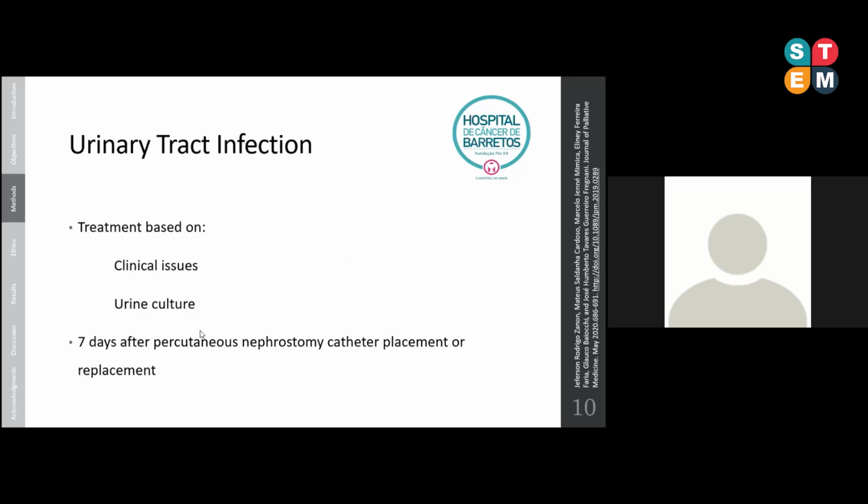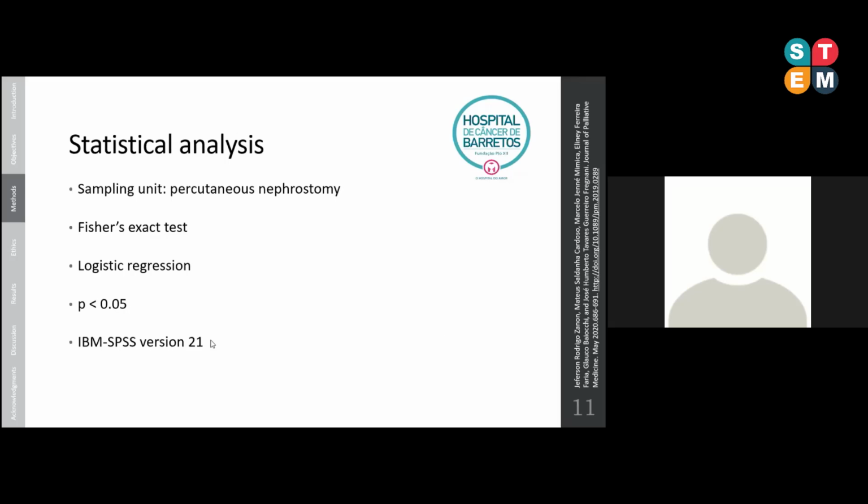We defined percutaneous nephrostomy-related urinary tract infection as any antibiotic treatment performed based on clinical issues and positive urine culture 7 days before the procedure, not 30, not 60, not 100 days, but only 7 days before the procedure. For statistical analysis, the procedure was considered as the sample unit, and these were the tests performed.